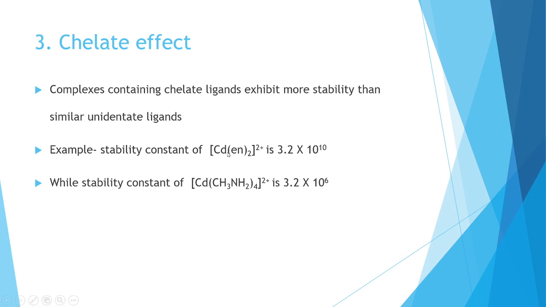Consider the stability constants of two complexes of cadmium. In the first complex, cadmium and ethylenediamine, which is a chelating ligand, the stability constant is 3.2 into 10 raised to 10. But for a similar complex of cadmium with another ligand, CH3NH2, which is not a chelating ligand, the stability constant is lesser, only 3.2 into 10 raised to 6. This is the illustration that, because of the presence of chelating ligands, the stability constant increases. These are the three factors affecting the stability of complexes.